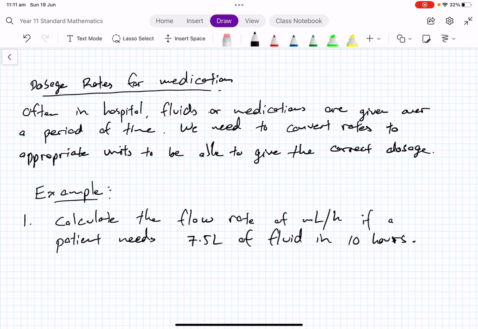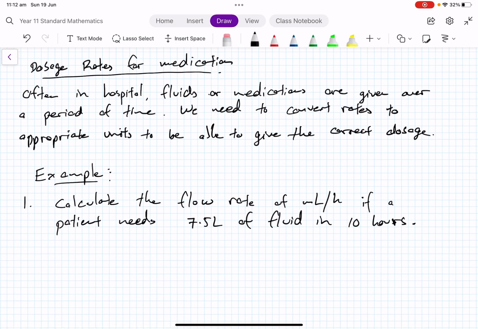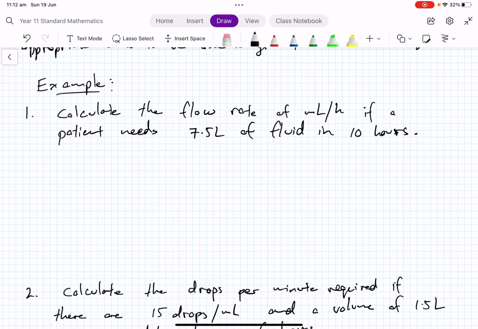It's given over a period of time, and that's all to do with the rates: milliliters per hour, liters per hour, milligrams per minute, etc. So we need to be careful how we do rates, and often it's given as drops. So we want to look at that. So first question, an example: calculate the flow rate in milliliters per hour if a patient needs 7.5 litres of fluids in 10 hours.